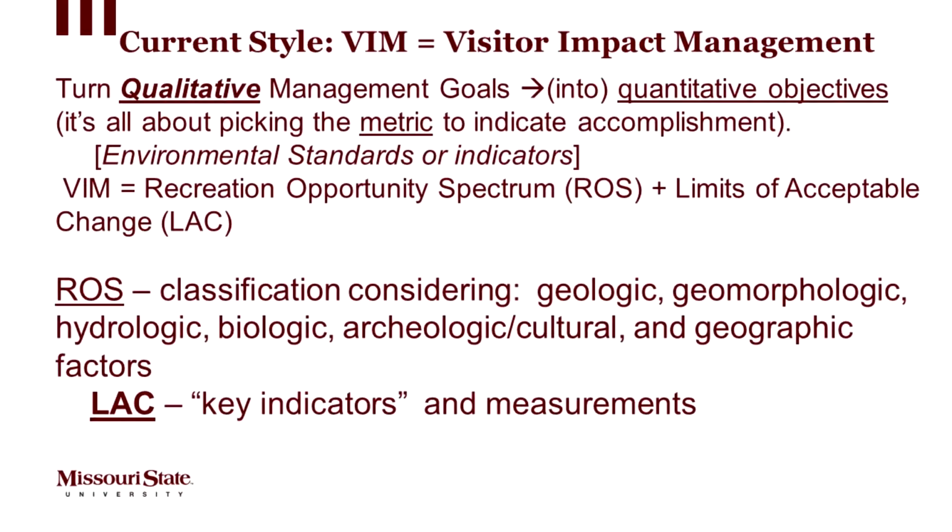The second step is what's called the limits of acceptable change. So the ROS is going to be a classification where I consider geologic and biologic and hydrologic features. I have that in the slide in a minute. And the limits of acceptable change are, what are the indicators I'm going to use, how do I measure them, and how far can I let the measurements change before I need to take action, before I feel that I have started to impact the cave in an adverse way.